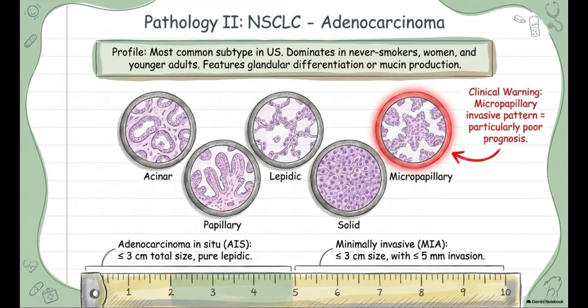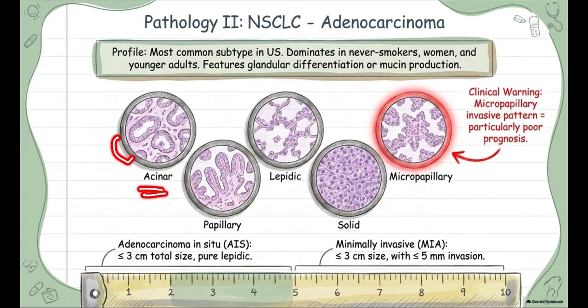This is the single most common subtype in the United States. It is the dominant type found in never smokers, in women, and in younger adults. Under the microscope, it has distinct features. It often looks like tiny glands, or it produces a thick fluid called mucin. It also grows in very specific patterns. Some form little microscopic tubes, which we call acinar.